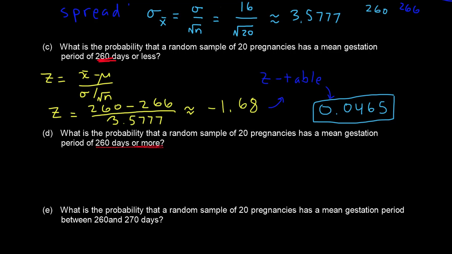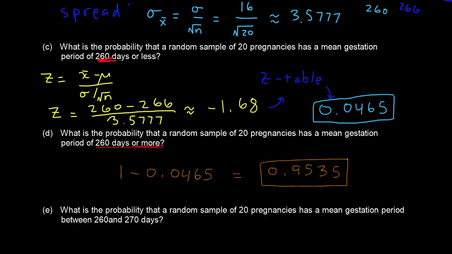So our answer, 1 minus 0.0465, so 0.9535 is the probability here. So remember, when we do greater than or probabilities that refer to more than, we usually end up doing a sort of complement. Now let's look at part E. This is our final part.